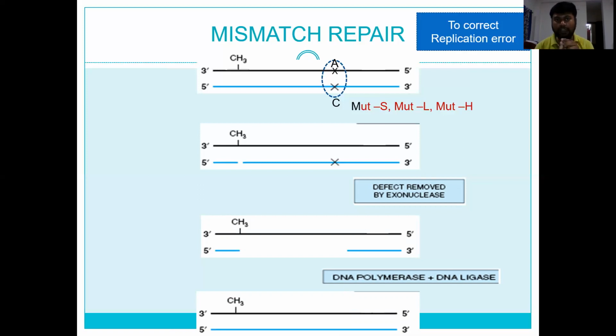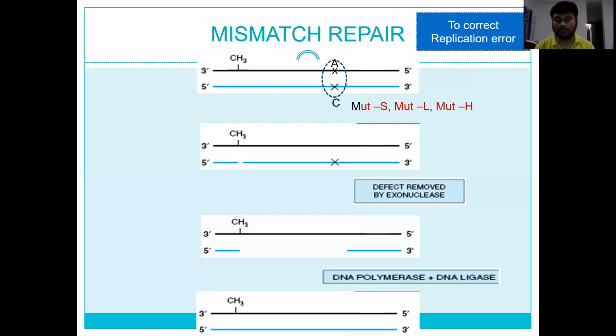From the open end of the nick, the nucleotides along with the erroneous base will be removed by an exonuclease enzyme. Next, the gap will finally be filled by DNA polymerase and DNA ligase. So this is how mismatch errors are repaired in prokaryotes.